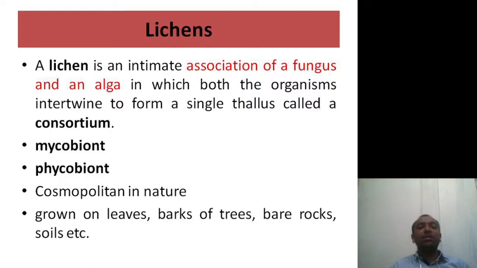So lichens are basically an association of a fungus and an algae in which both the organisms intertwine to form a single thallus called a consortium. Consortium here means a single thallus. Thallus means where you cannot differentiate between a root, stem and a leaf. So there is no tissue differentiation, which is known as a thallus.